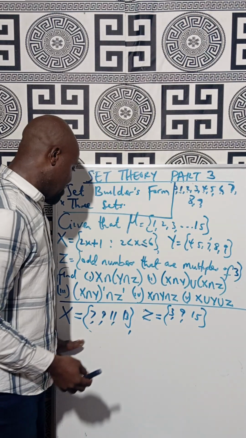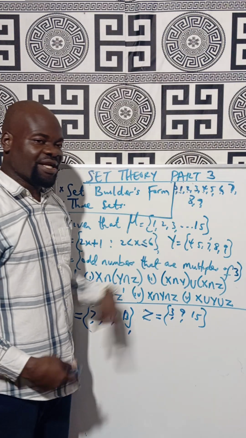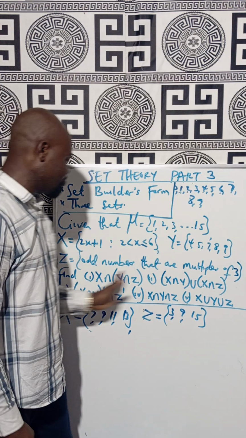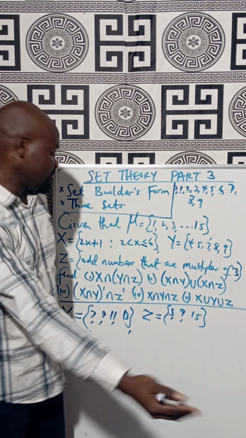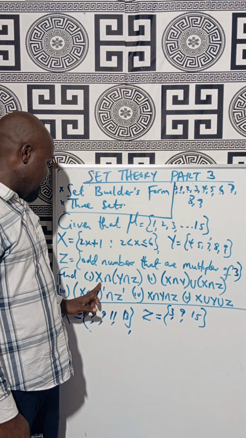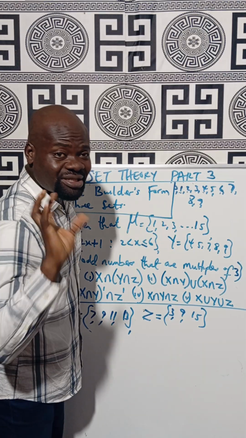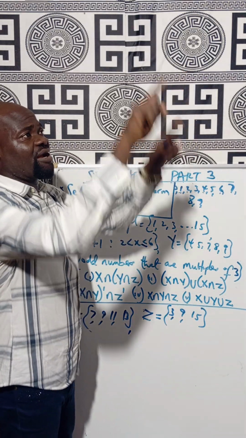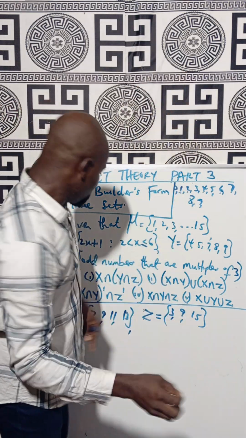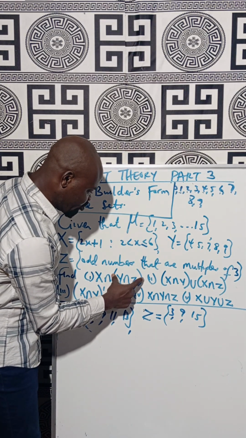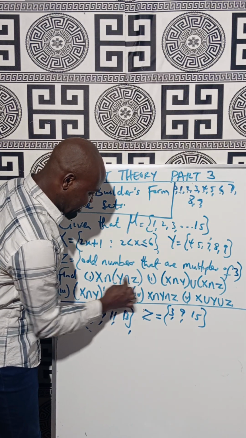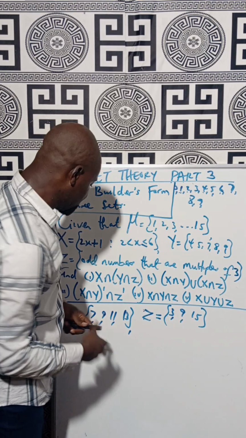Since we have broken down all these set-builder forms, we can now start to solve what we have here. We are asked to find what? Number 1, X intersection this. It's very simple and easy. Just focus on the bracket. What do we have in an enclosed bracket? Do that one first. Y intersection Z. Let's do it first.